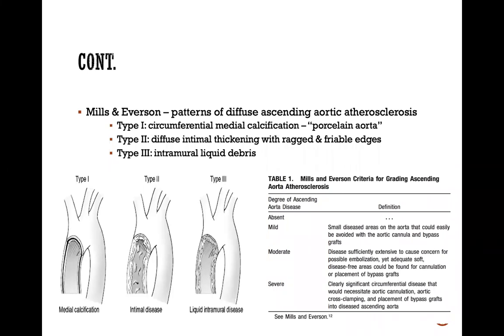Type 1 is complete circumferential medial calcification, which we all refer to as a porcelain aorta. Type 2 is diffuse intimal thickening with rigid and friable edges as well. Type 3 is intramural liquid debris. But each one of them carries a risk of embolization leading to stroke. This is why, even in all recent literature, minimizing handling of the aorta is currently recommended.